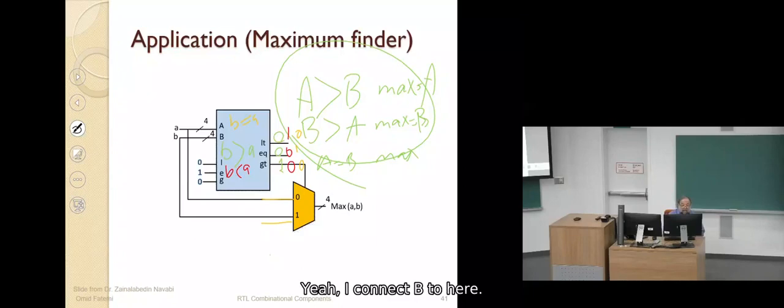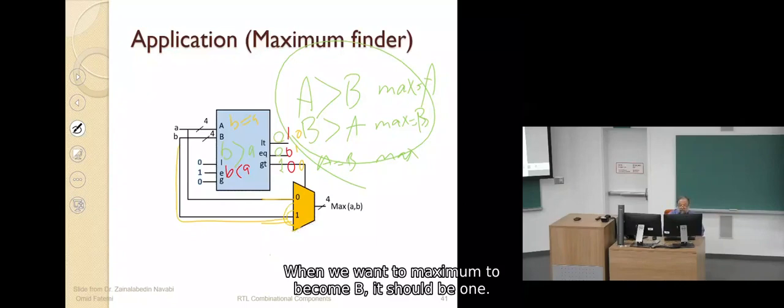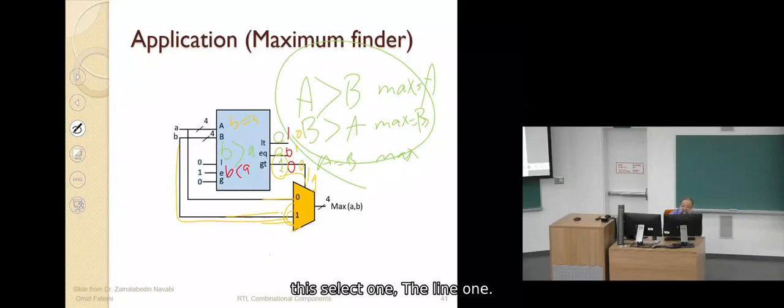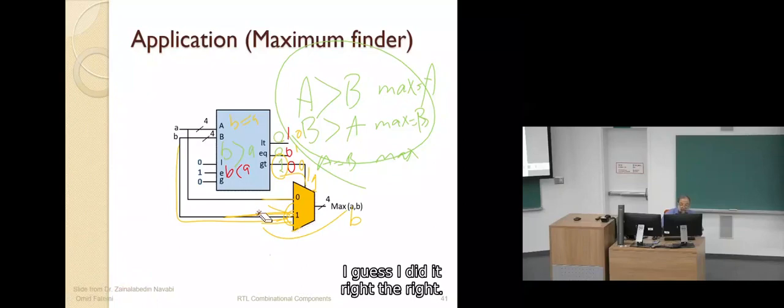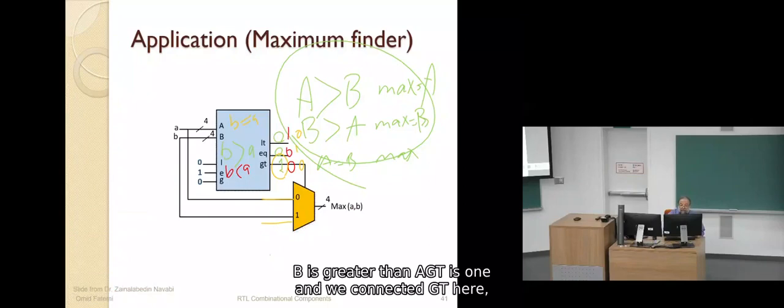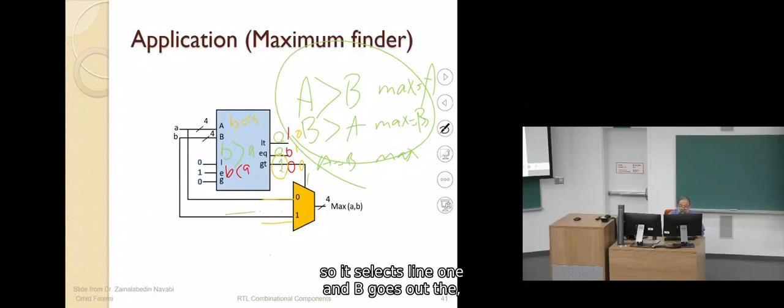I connect B to here. So when we want the maximum to become B, it should be 1. So I connect greater. You see, when B is greater than A, GT is 1. So this one coming to multiplexer selects line 1, so B goes out. Let me put the right color. The right color, when B is greater than A, is green. So when B is greater than A, GT is 1, and we connected GT here, so it selects line 1, and B goes out.